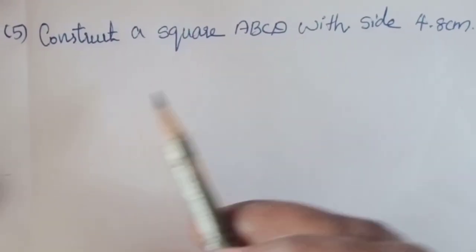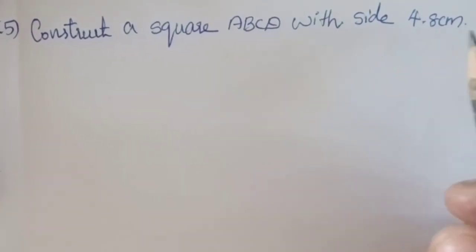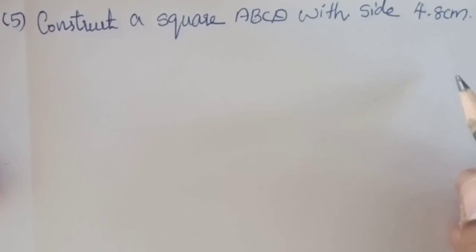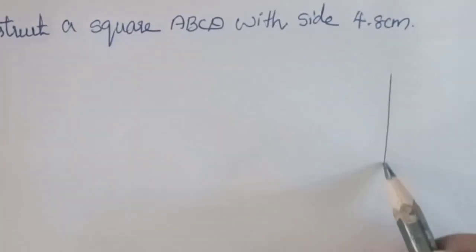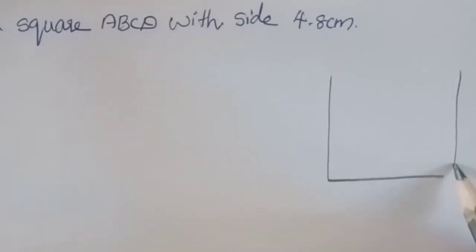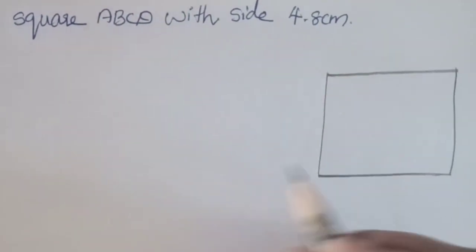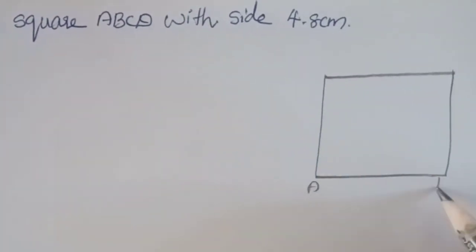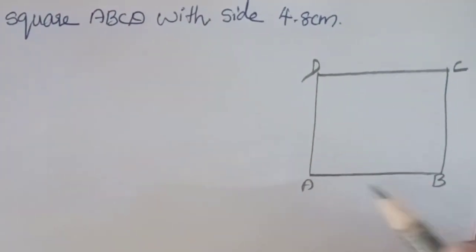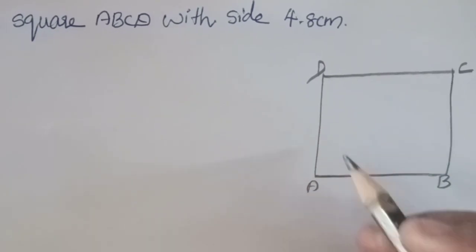Next, question number 5. Construct a square ABCD with side 4.8 centimeter. First, we will draw the rough figure A, B, C, D. In a square, all sides are equal and all angles are 90 degree.